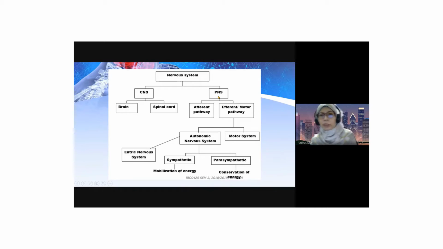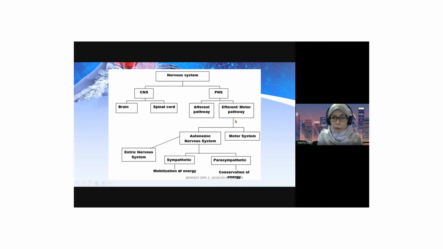At the peripheral nervous system, or PNS. So in the PNS, there are two pathways. One is the afferent pathway, or we can call it the sensory pathway. This sensory pathway goes from the receptors to the central nervous system, where the integration occurs. And the efferent pathway, we can call it the motor pathway, goes from the central nervous system to the effector. So that's why we call it a motor pathway.